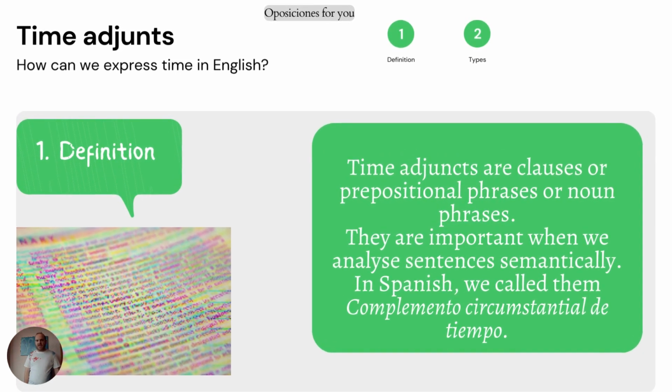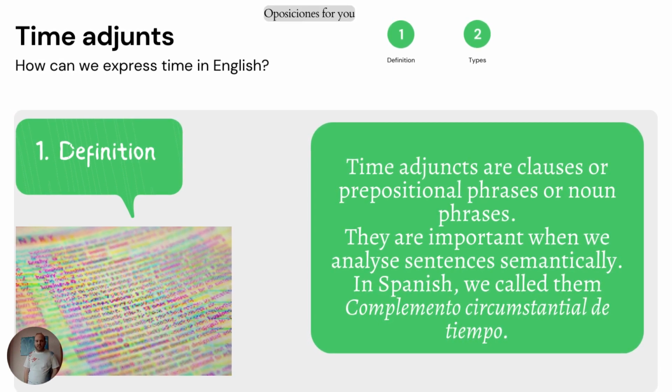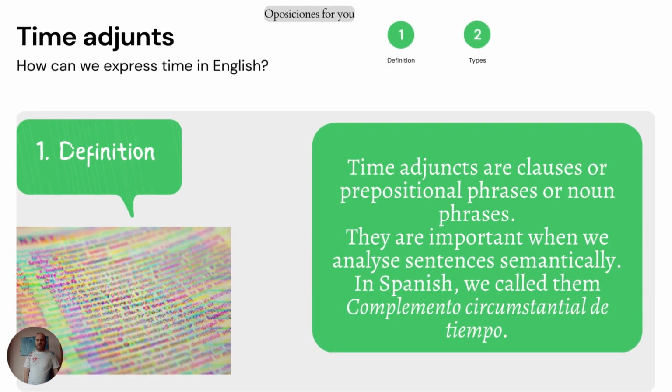Time adjuncts are clauses or prepositional phrases or noun phrases that convey information about time in a sentence. They are important when we are analyzing sentences semantically. In Spanish, we call them complemento circunstancial de tiempo, and they help us to understand the relationship between the action or event described in the sentence and the time it occurs.